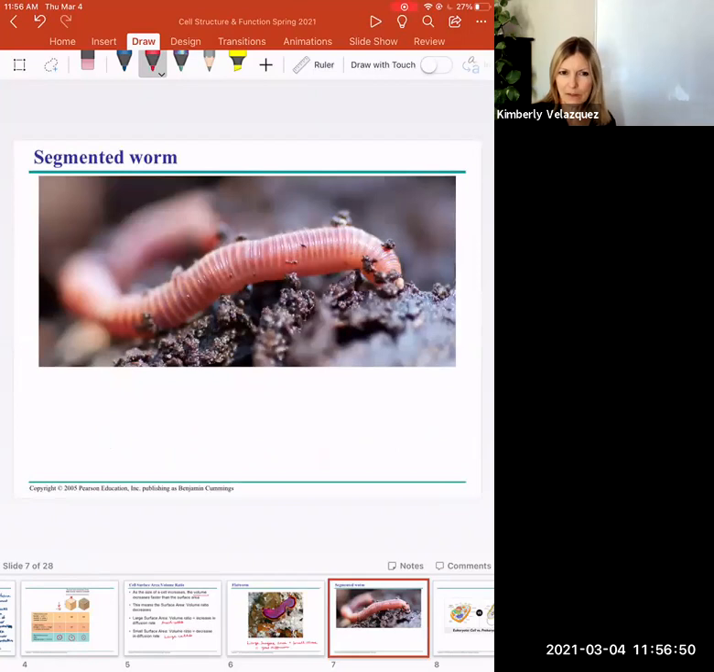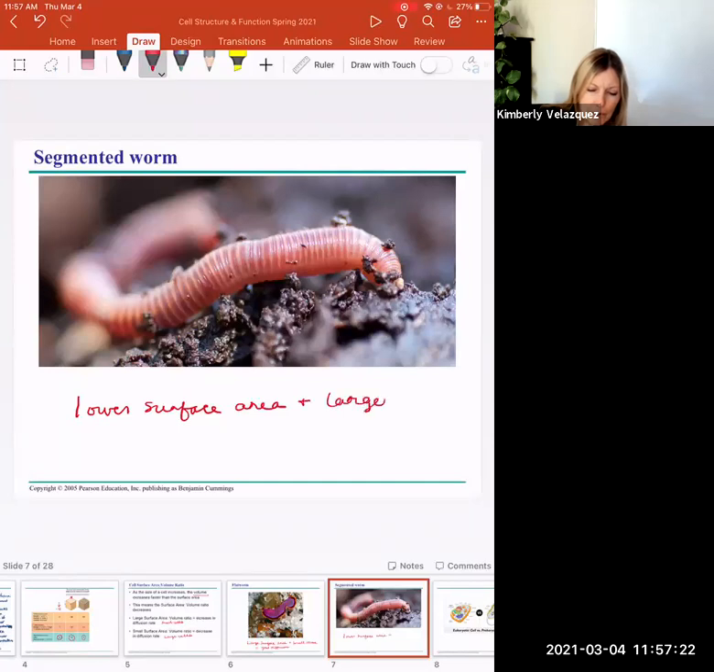More advanced worms, such as this earthworm, this is actually a very advanced worm. So this worm is segmented. He has specialization of those segments and has actually a very complex vascular system. Because of that vascular system, this worm is able to be fatter. Okay, so this worm has a lower surface area and larger volume.